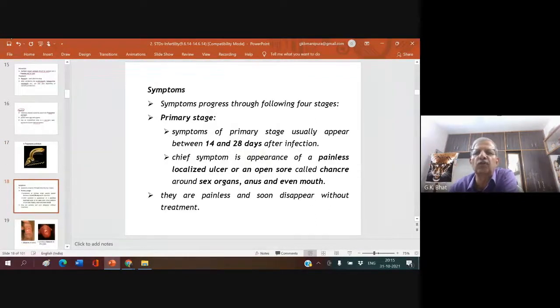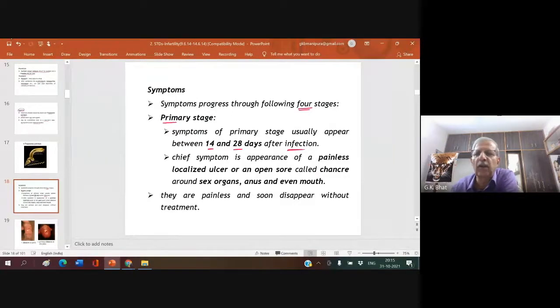Symptoms progress through the following 4 stages. Please remember, in the first 1 or 2 stages, the symptoms disappear on their own. We say the first one is the primary stage. Symptoms of the primary stage usually appear between 14 to 28 days after infection, after one comes in contact with a person having the sexually transmitted disease.